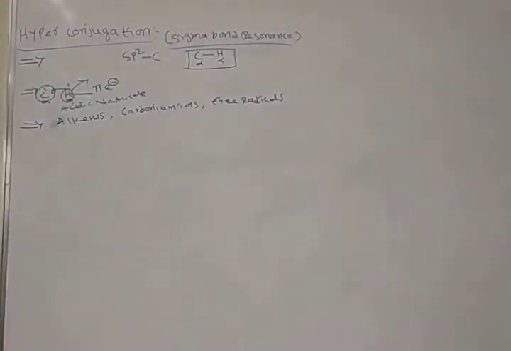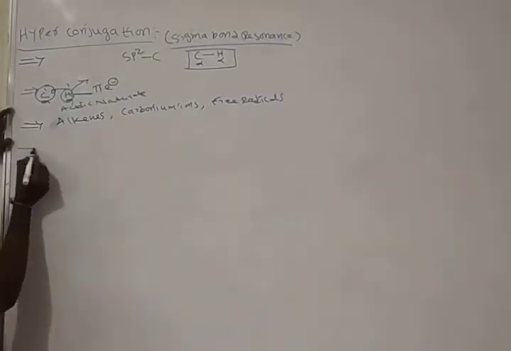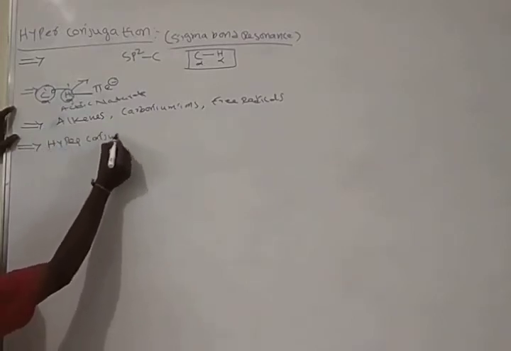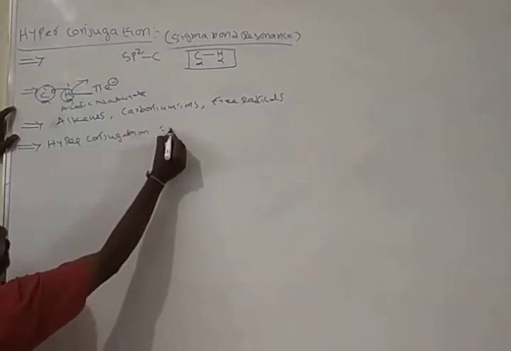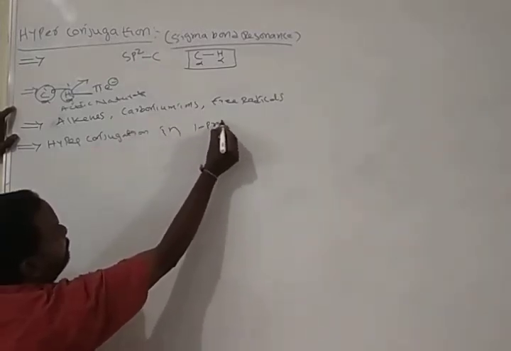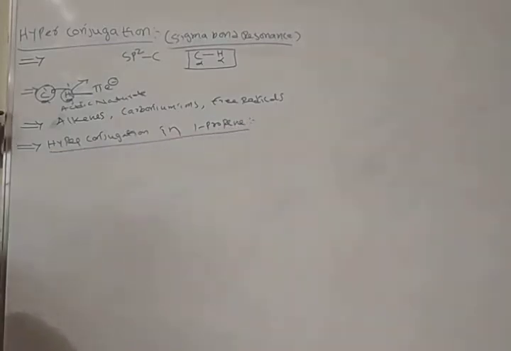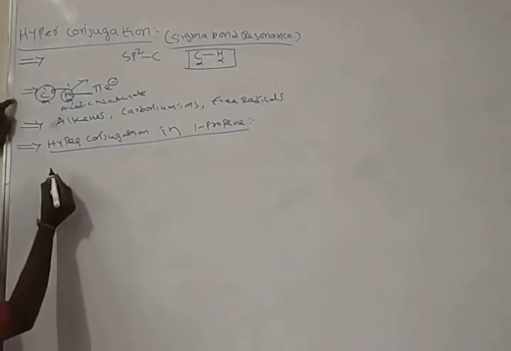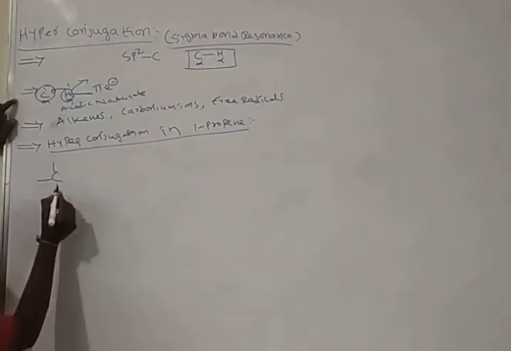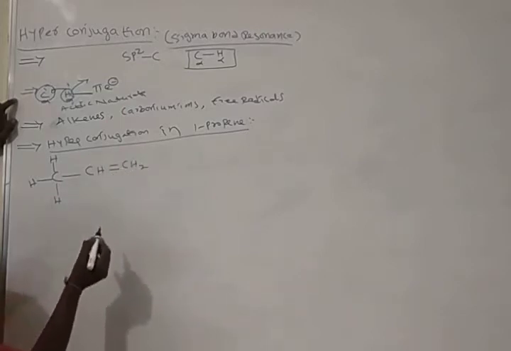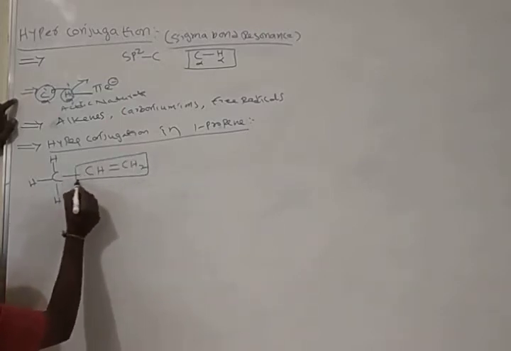Now we'll see hyperconjugation in one propene. Here I am taking one propene: CH3, CH double bond CH2. This is the functional group.